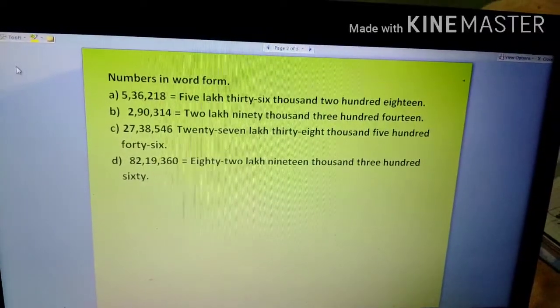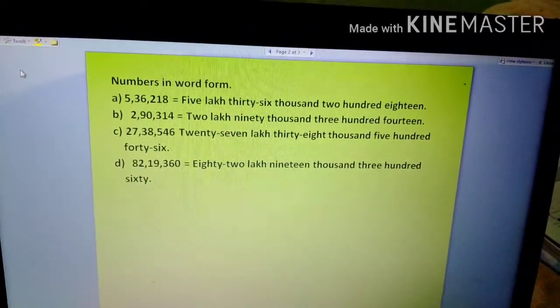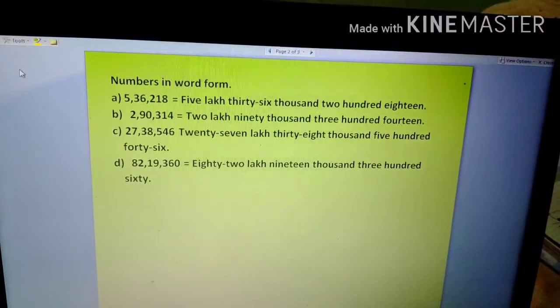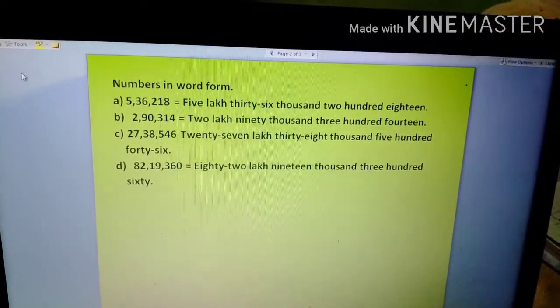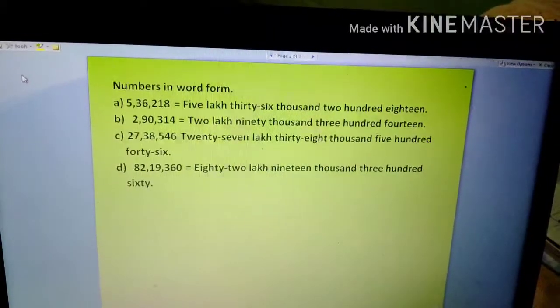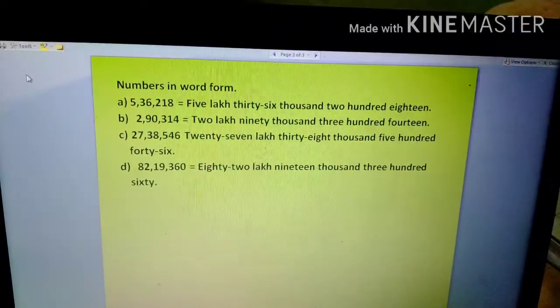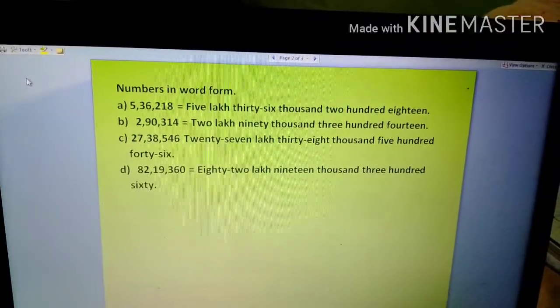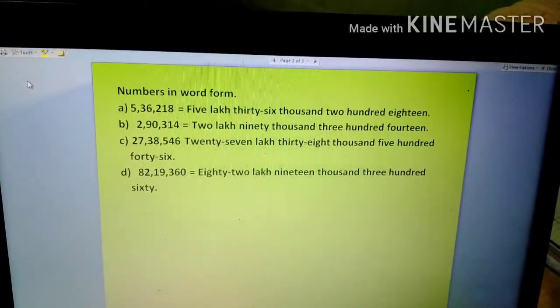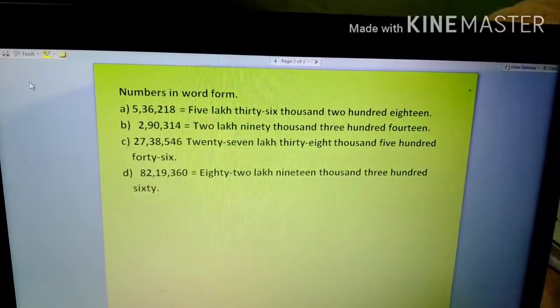Now we read the numbers. 5,36,218. Second B, 2,90,314. In this way, we write the spelling of each number.